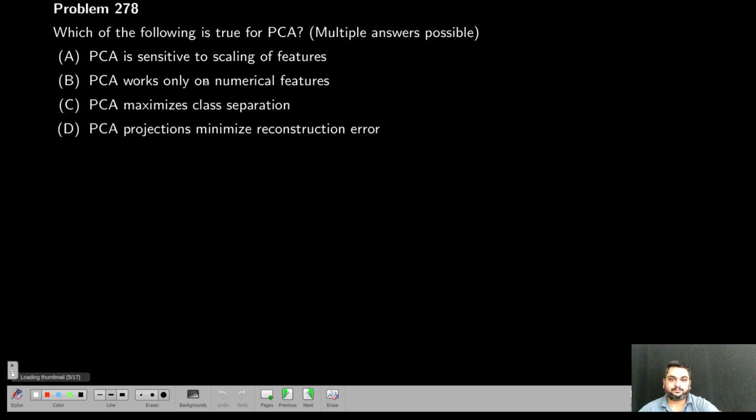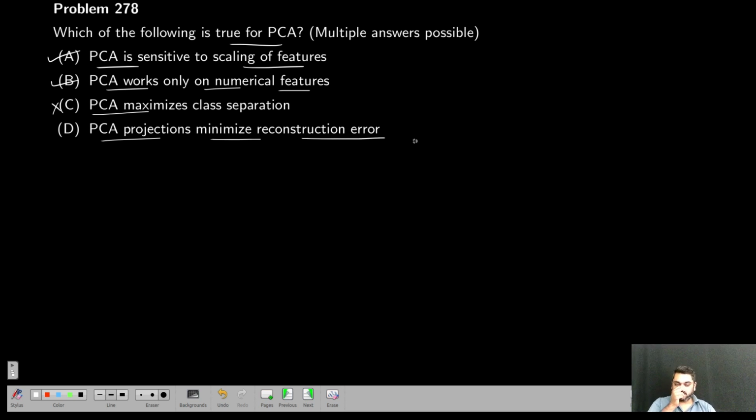Which of the following is true for PCA? PCA is sensitive to scaling of features. Yes, this is sensitive, so you go for standardization. PCA works only for numerical features. This is also true. PCA maximizes class separation. This is wrong, there is no class label, this is unsupervised learning. PCA projections minimize reconstruction error, because the components with least variance will be removed, which helps minimize the reconstruction error.